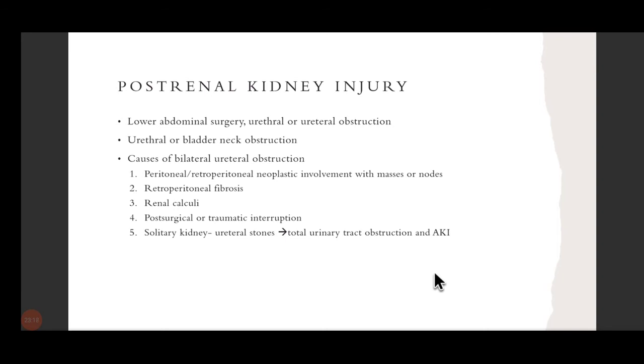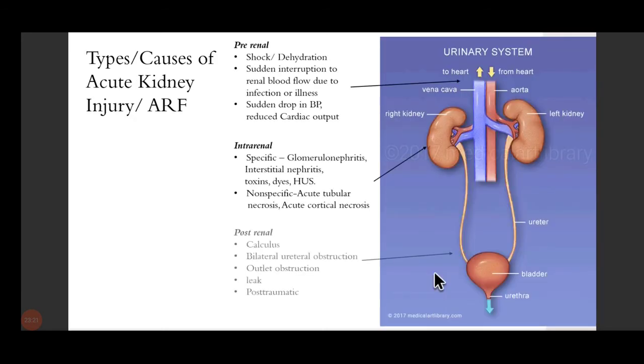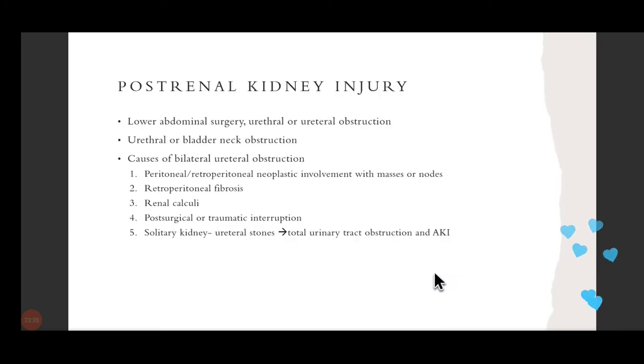So coming down to post-renal kidney injury, this is actually the most important part for a surgeon. You can see the causes include calculus, bilateral ureter obstruction, outlet obstruction, any leaks, or after a trauma, right? So it may be discovered or observed after a lower abdominal surgery. It could be because of urethral or ureteral obstruction, urethral or bladder neck obstruction, and the causes, as I mentioned earlier, are mainly surgical.